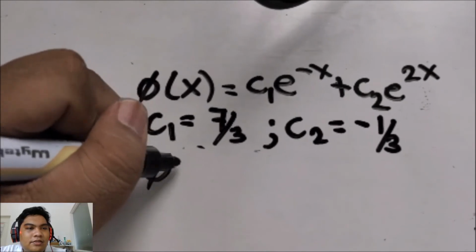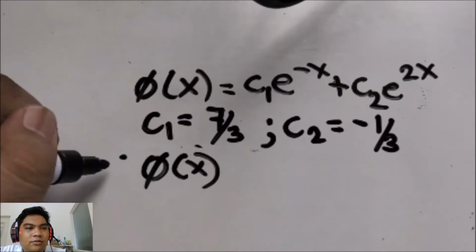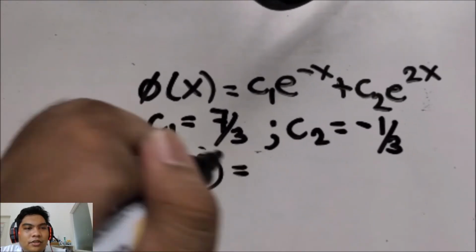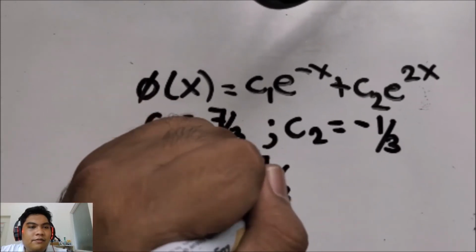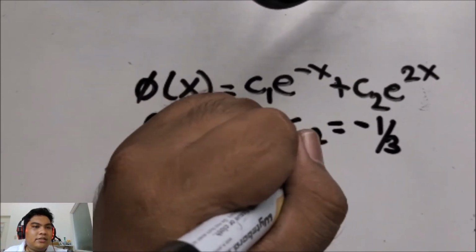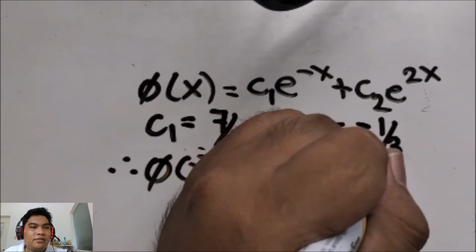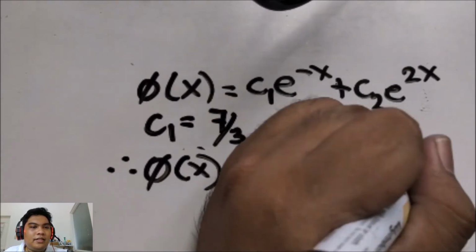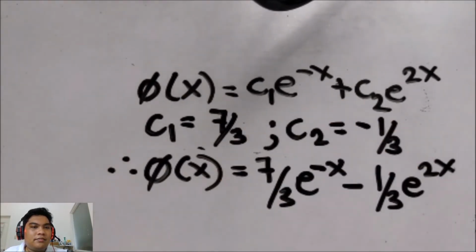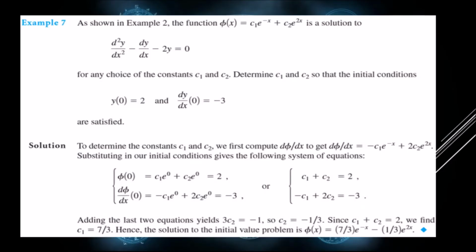Okay, so substituting for c1 and c2, we obtain a particular solution. Phi of x is equals to 7 over 3 e raised to negative x minus 1/3 e raised to 2x. Okay, hence the solution to the initial value problem is phi of x equal to 7 over 3 e raised to negative x minus 1/3 e raised to 2x.